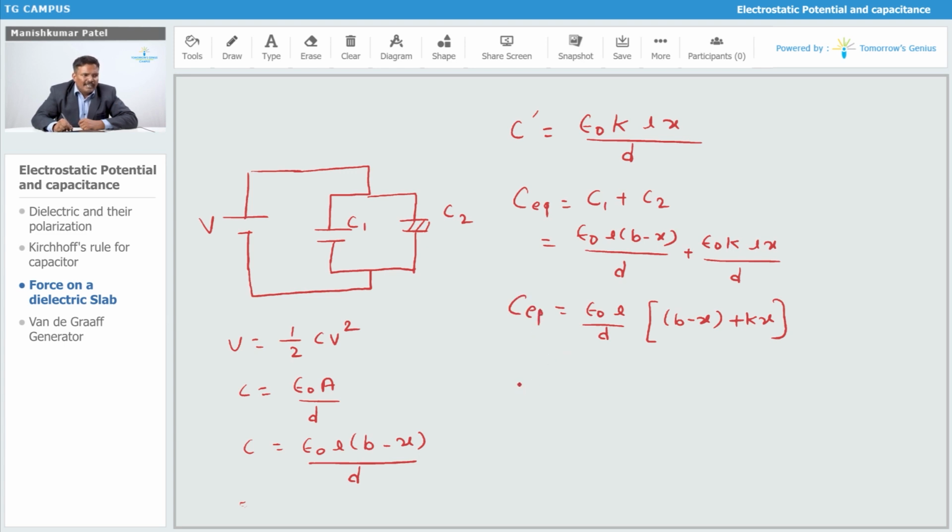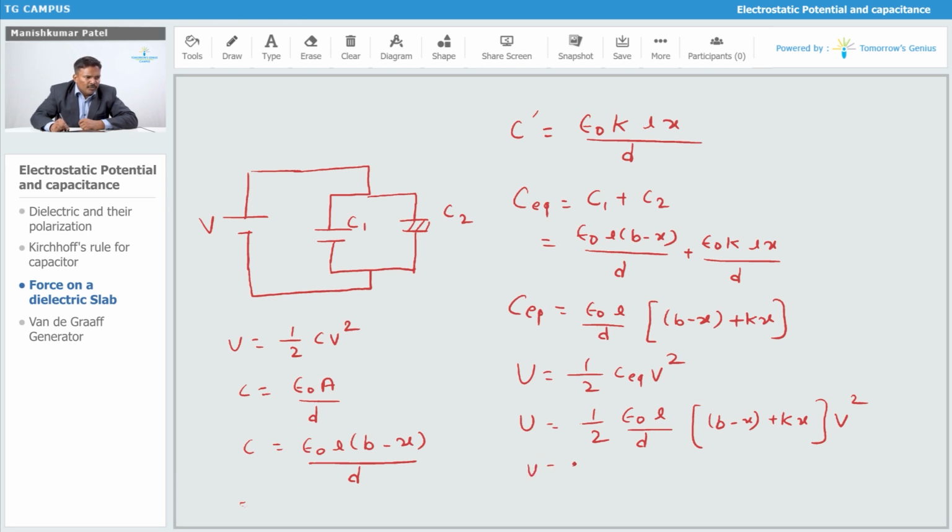Once you get the value of equivalent capacitance, you can find the energy, which is nothing but half of C equivalent V square. Putting in the value of C equivalent, epsilon naught L by D times (B minus X plus KX), multiplied by V square. By taking the derivative with respect to X, you can find the force acting on that dielectric slab. This is how you derive the expression.